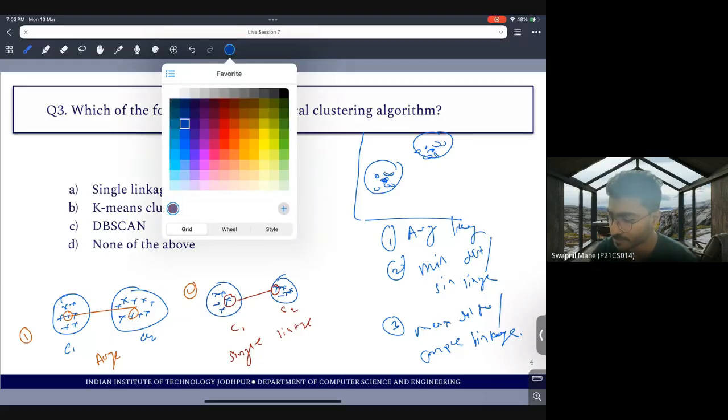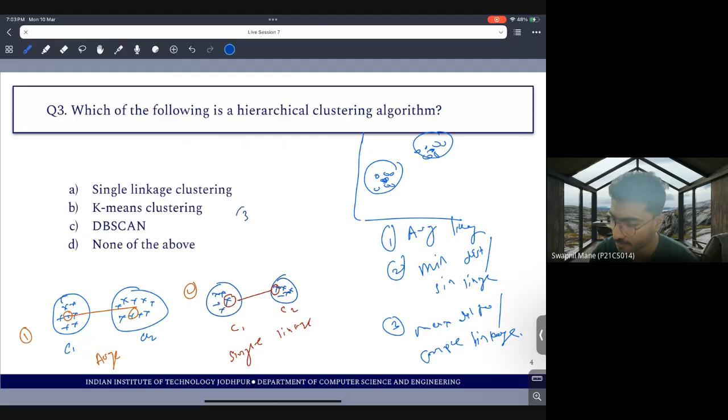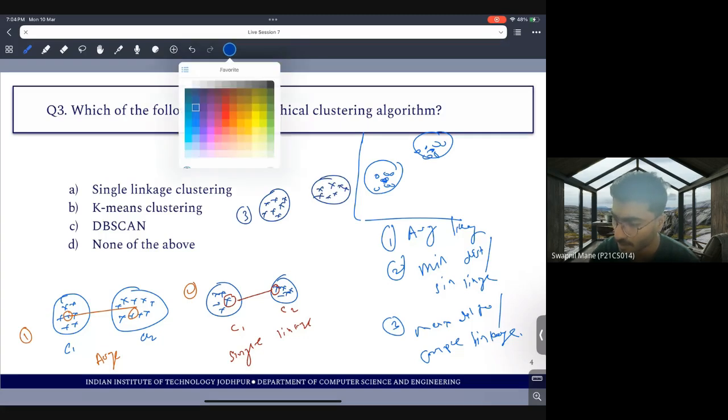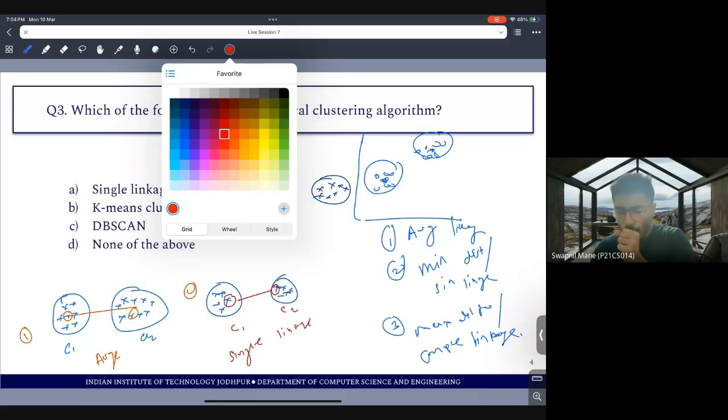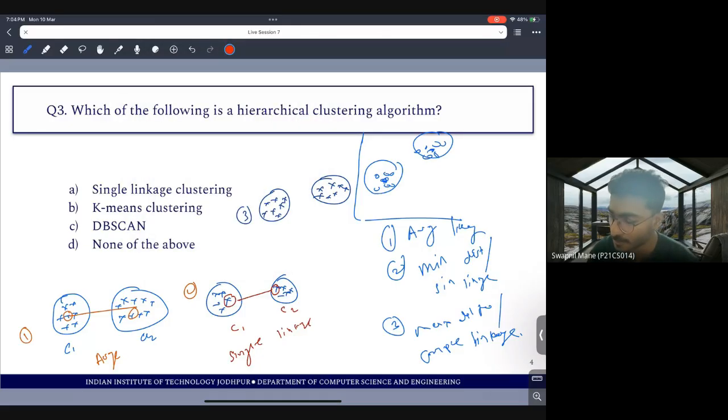And the third one is to take the distance between the farthest points. The farthest points are the most distant points between the clusters. For clusters C1 and C2, this is the furthest point of C2 and this is the furthest point of C1. So we are taking the distance between these furthest points. This is complete linkage.